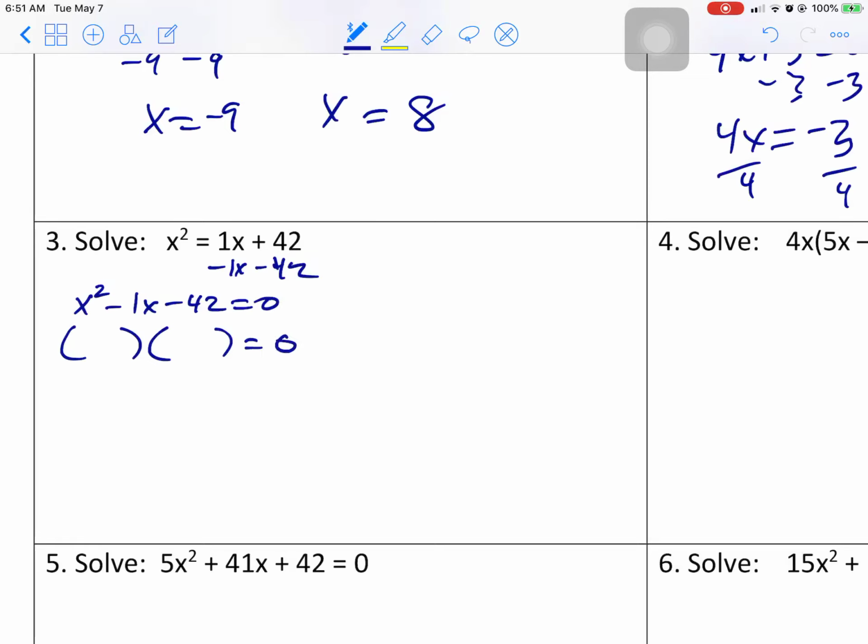That's a guess and check. X, negative means one's positive, one's negative. And factors of 42 that are 1 apart, 7 and 6. And the 7 has to go here, and the 6 has to go here. Remember, I don't have to put the negative first and then the positive. I can put the positive and then the negative as long as one of them is negative and one of them is positive. The order is unimportant. So that means my x is going to equal a negative 6 or a positive 7.